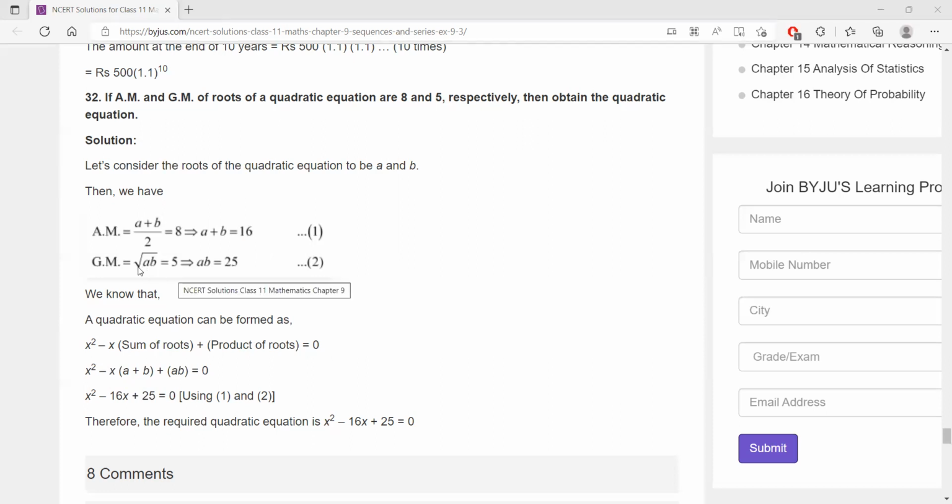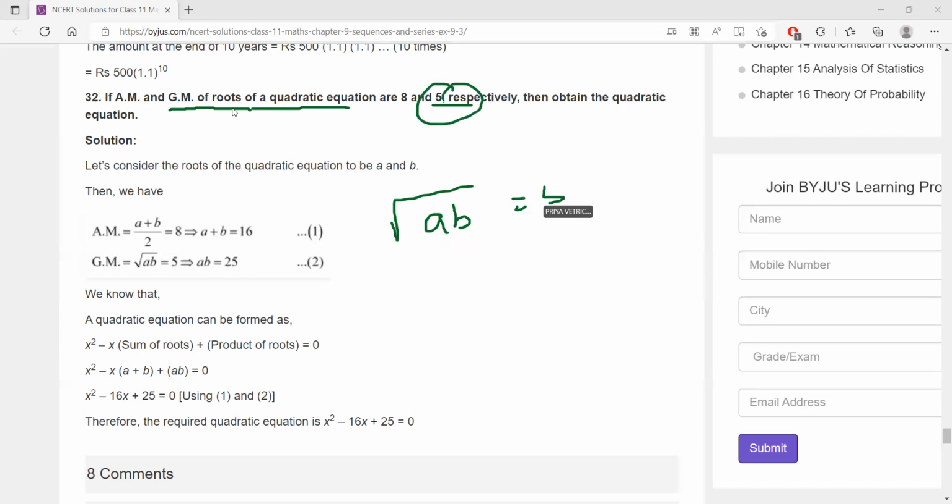Ma'am, how is the root of AB equal to 5? Because they said the geometric mean of the roots of the quadratic equation is 5. What is the formula for geometric mean? The formula for the geometric mean is square root of AB. That is how you will find the geometric mean. So here they said it is 5, which is why you are equating it to 5.